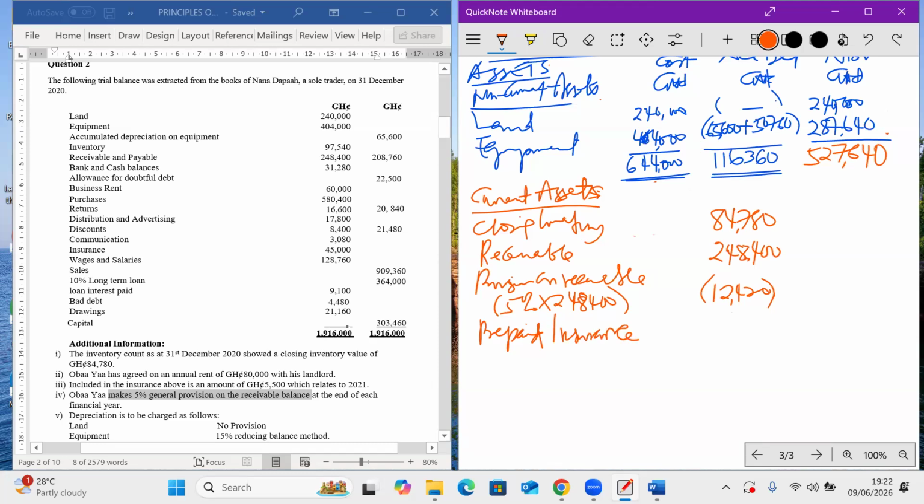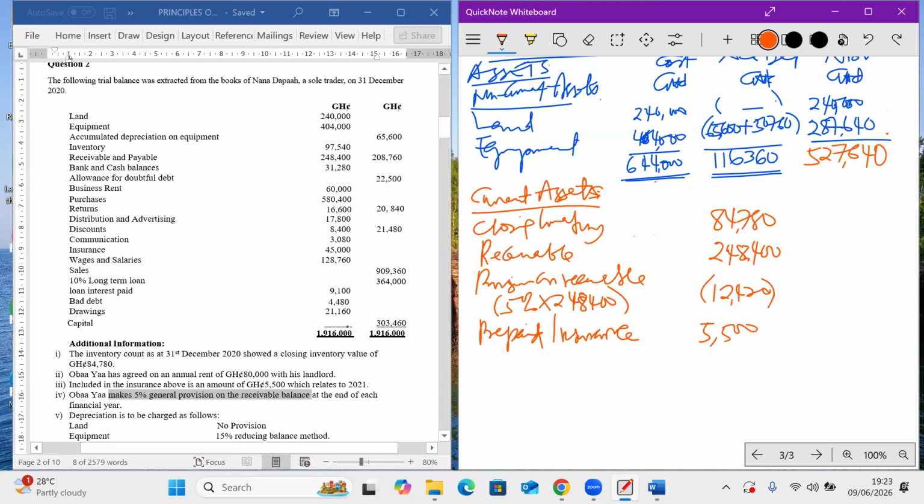Why are we adding it to current assets? Because when the business enters the next year, that insurance they will not pay. Are you getting it? Because they've already paid it in this year, so it's an asset to the business next year. So 5,500, you add it.